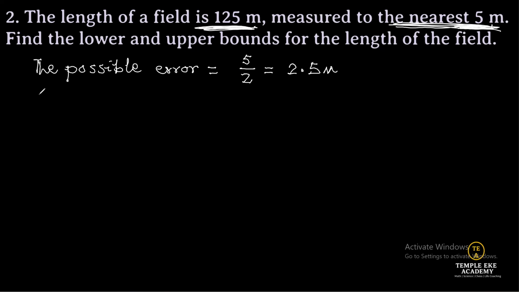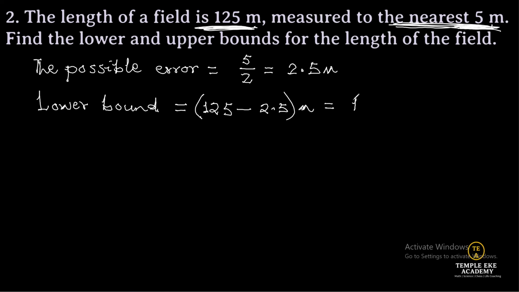Now, for the lower bound, we simply subtract this possible error from the estimated or the rounded value. So the rounded value, once again, 125 meters minus 2.5 in meters. And that gives us 122.5 in meters. This is our lower bound.